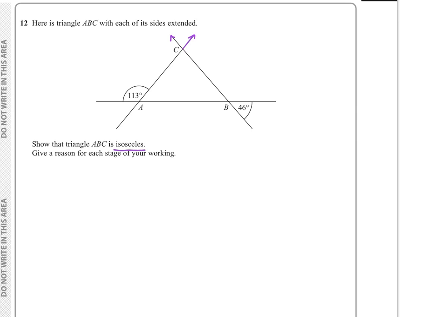Now, let's look at this angle first. Well, it's opposite this one. So we can say that angle ABC is 46 degrees, and we can just put in there opposite angles.